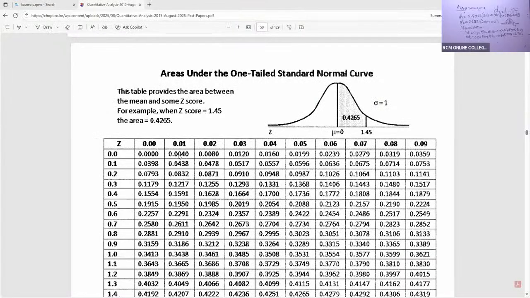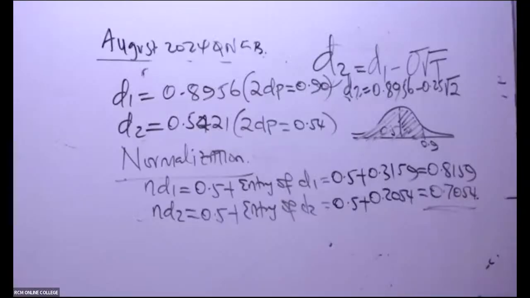For example, when it is 0.90 here, you see this Z is always one decimal. If you want the second decimal, you read from here. So 0.90, this one here, 0.3159. If you want 0.54, 0.54 is here, 2054. You come to 0.5, the second digit is the fourth one here. So 0.2054, like that.